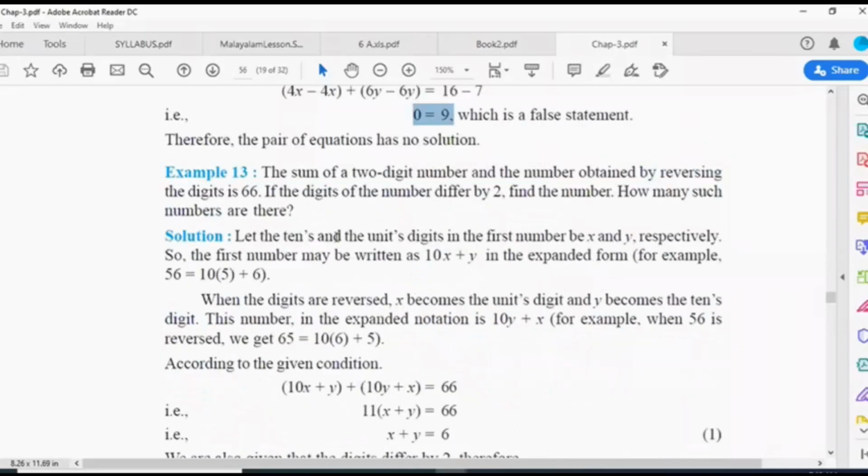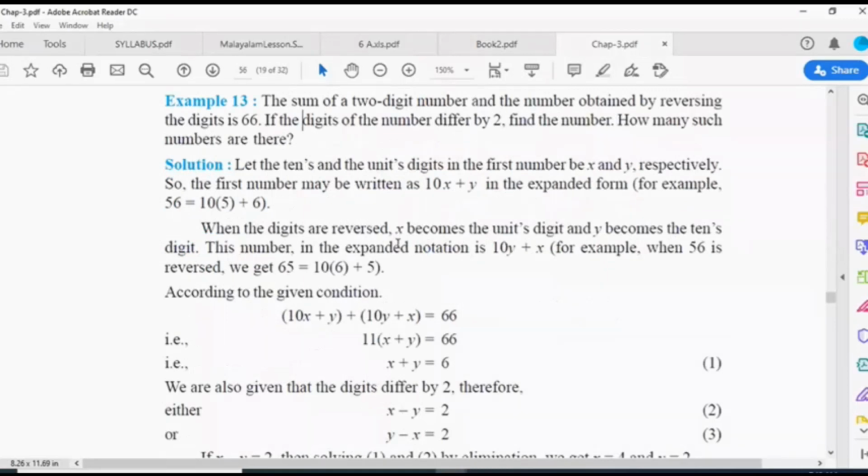Then the last question solved in the textbook: the sum of a 2-digit number and the number obtained by reversing the digits is 66. Almost similar questions you have discussed in 8th standard. If the digits of the number differ by 2, find the number. How many such numbers are there? And this is the question.